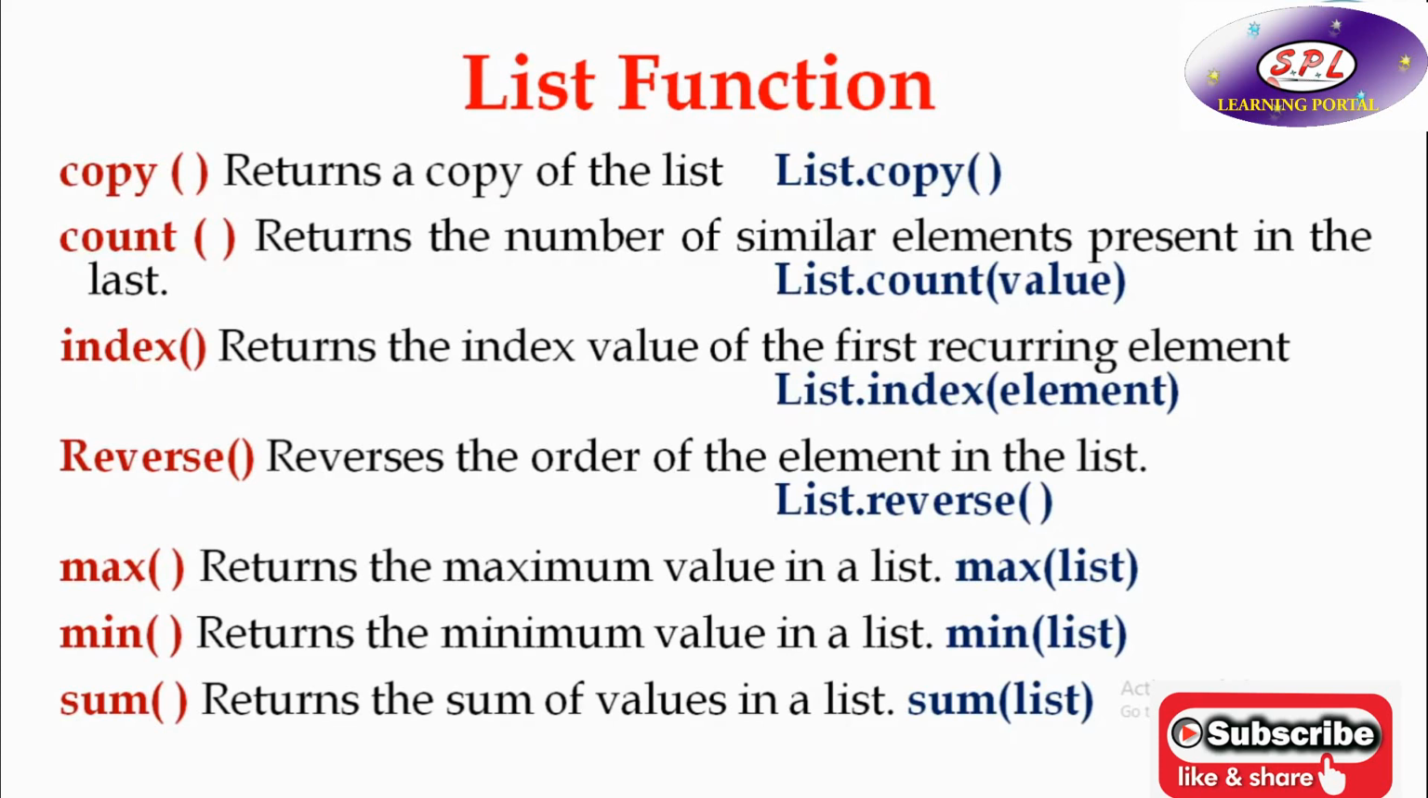Index position of the particular element. Okay, if a list contains 1 2 3 4 5 6 and they ask what is the index position of 5, then the index position of 5 is 4, and we display that. Reverse is just to display in the reverse order.